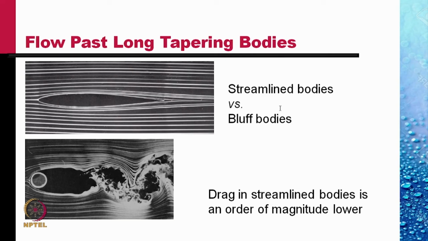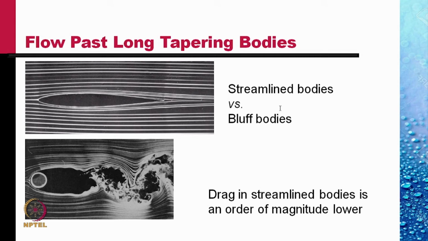Another interesting thing to note is what is called streamlined versus bluff bodies. In a streamlined body with a rounded nose and a long tapering tail, like the cross-section of an aircraft wing, which is termed an aerofoil, the flow is smooth, there is very little separation, and there is a very narrow wake. This flow has been visualized in a wind tunnel using smoke as the tracer particles.